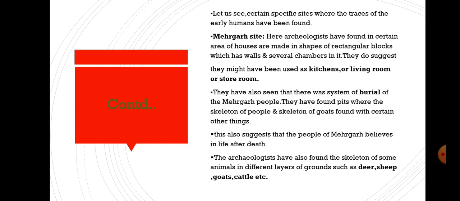but layer by layer, as they go on digging or excavating the ground in different layers of the soil, skeletons of different animals have been found, such as deer, sheep, goat, cattle, etc. Means all those animals which were domesticated at that time. So this was the part of the Mehrgarh.